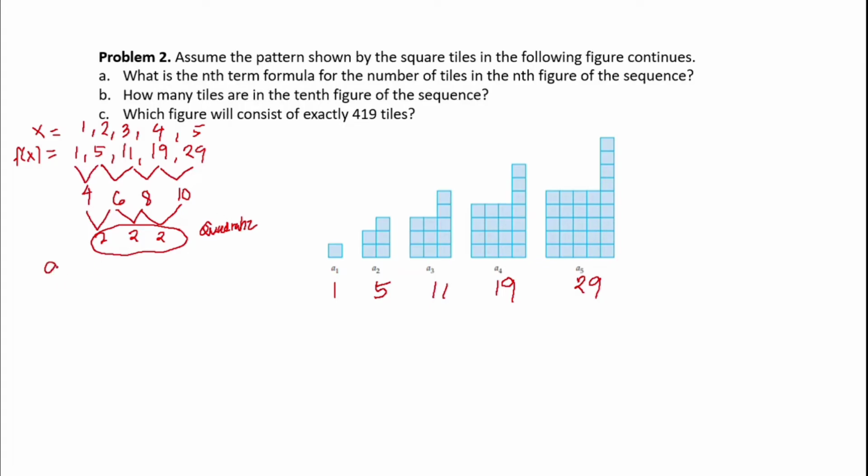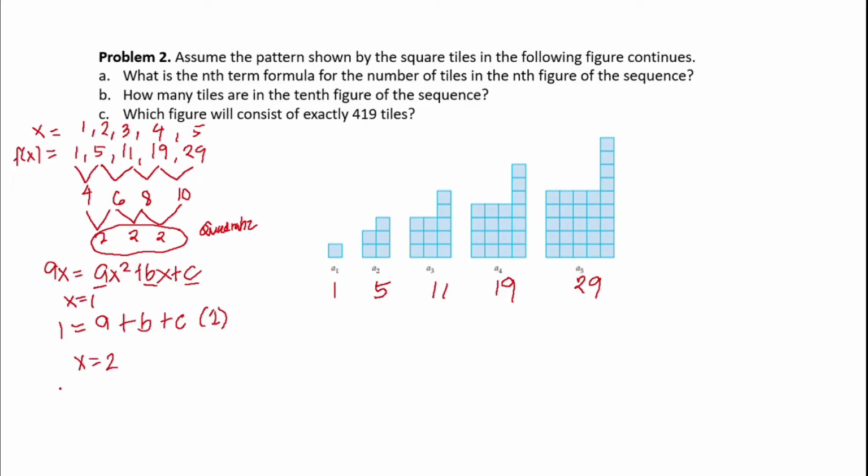The formula for a quadratic is f(x) = ax squared plus bx plus c. Since we have a, b, and c, we need three equations. So let's take first x equal to 1, 2, and 3. When x is equal to 1, the result is 1. So 1 is equal to a times 1 squared, that is a, plus b times 1, that is b, plus c. So this is equation number 1.